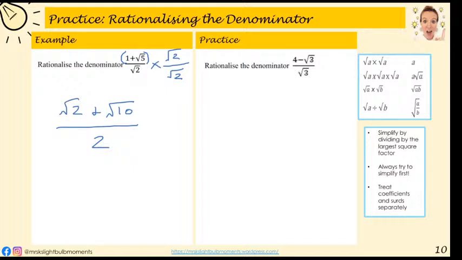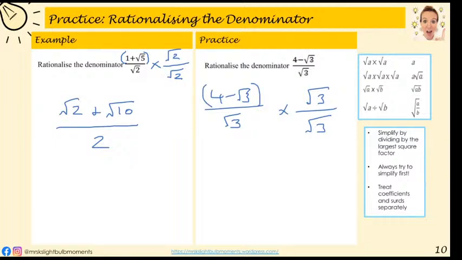Okay, I'm going to start going through this one. So we've got 4 minus root 3 over root 3. We're going to have to multiply it by root 3 over root 3 to get rid of that surd on the bottom. Now on the top, remember it's in brackets there, so we've got to multiply everything by root 3. 4 lots of root 3 is 4 root 3 minus root 3 times root 3. So it's still going to be a minus. Root 3 times root 3 is just 3. Okay, so that's our numerator.